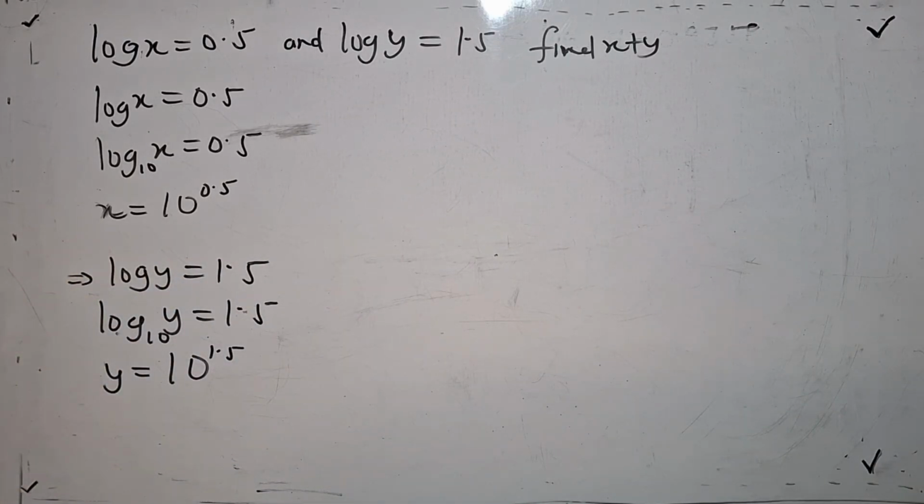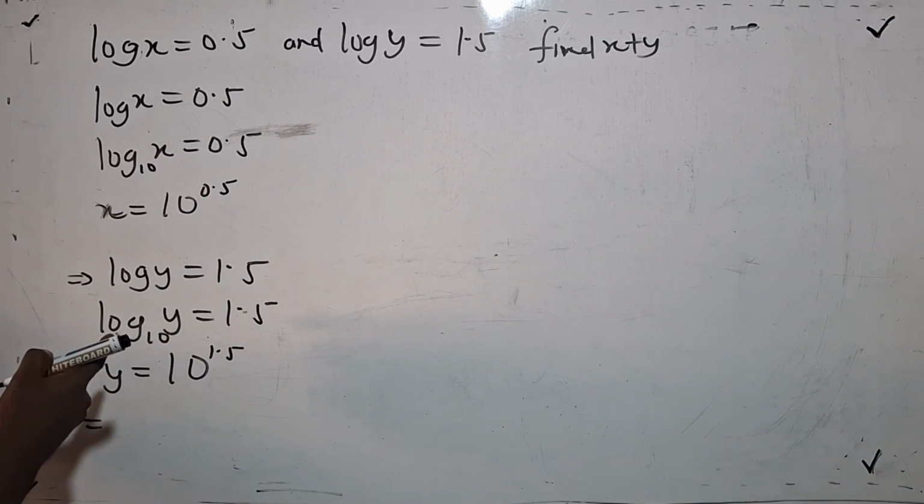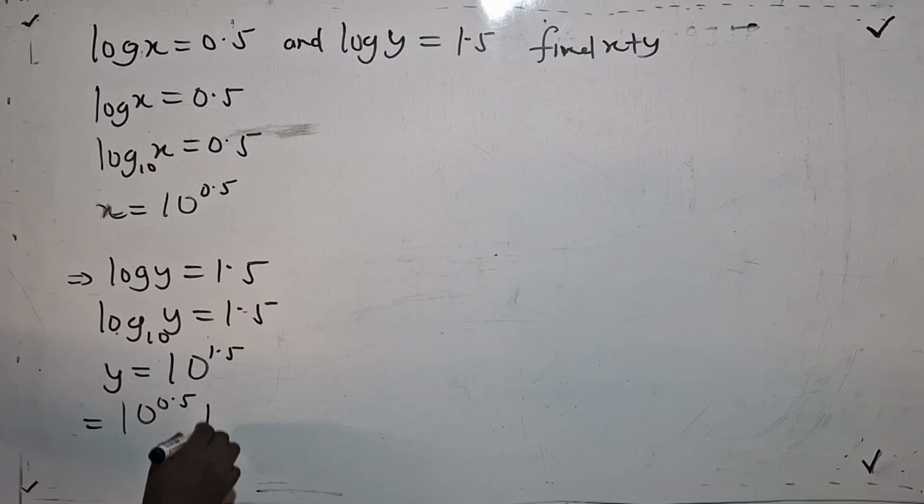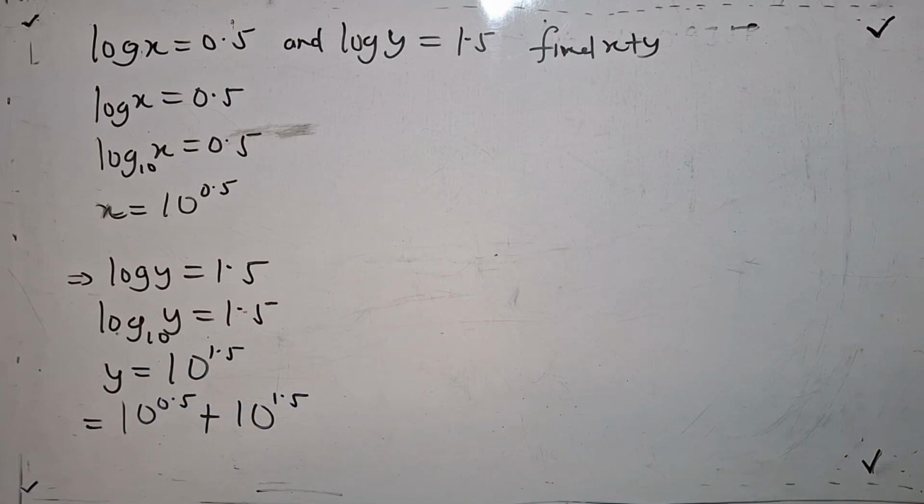Now they say we should what? We should add them. Yes, we should add them. So if we add them, it is simply going to give us 10 raised to the power 0.5 plus 10 raised to the power 1.5. So with the help of our calculator, 10 raised to the power 0.5 will give us 3.162.